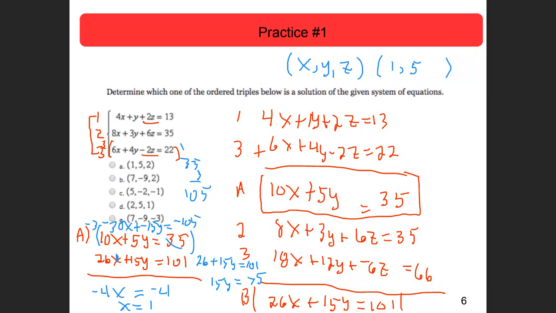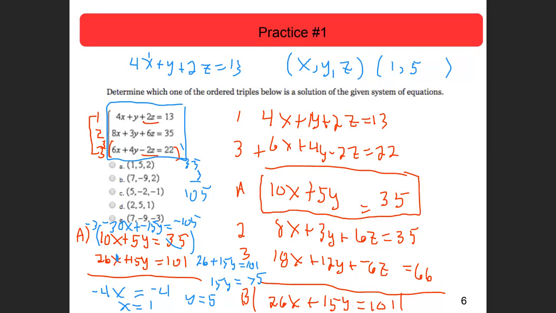So now I have two of my variables. I have my y value and I have my x value. Now to find out my z value, all I do is go up to the original equations and pick one of them out. So let's go with the first one, 4x plus y plus 2z is equal to 13. And I know x is 1, so I'm going to put 1 in.